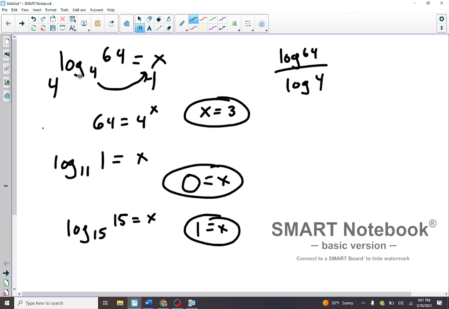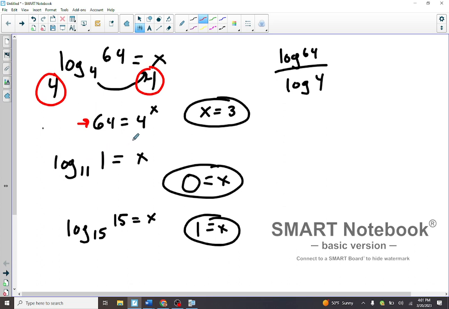So what we're gonna do is, if you have log base 4 of 64, everything here can be done without a calculator. I put a base 4 over here and a base 4 over here. That's going to be 64 equals 4 to the x power. From there, you just figure out 4 to what power gives me 64. In this case, it's the third power.